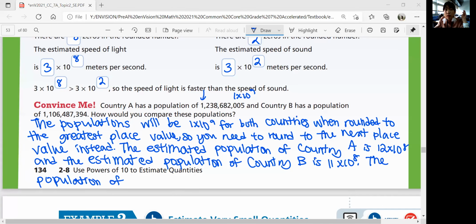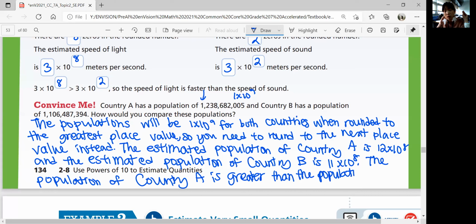So the estimated population of country A is 12 times 10 to the 8th power now. And the estimated population of country B is 11 times 10 to the 8th power. Since they have the same power, you're going to compare 12 and 11. Which is greater? 12, right? So that's country A. The population of country A is greater than the population of country B.